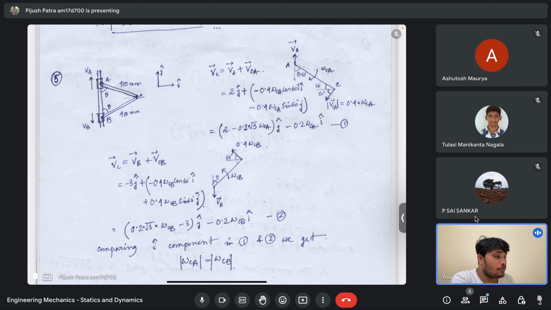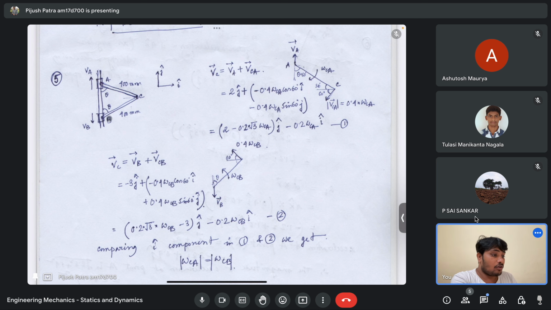meter. So if you now resolve this velocity VCA in vertical and the horizontal direction, the vertically downward is the negative, like we are using this convention. So this is the positive x, this is negative x, positive y, negative y. If you resolve this velocity into those two components, you will get the VC equals to this, and here the only unknown is that omega CA.